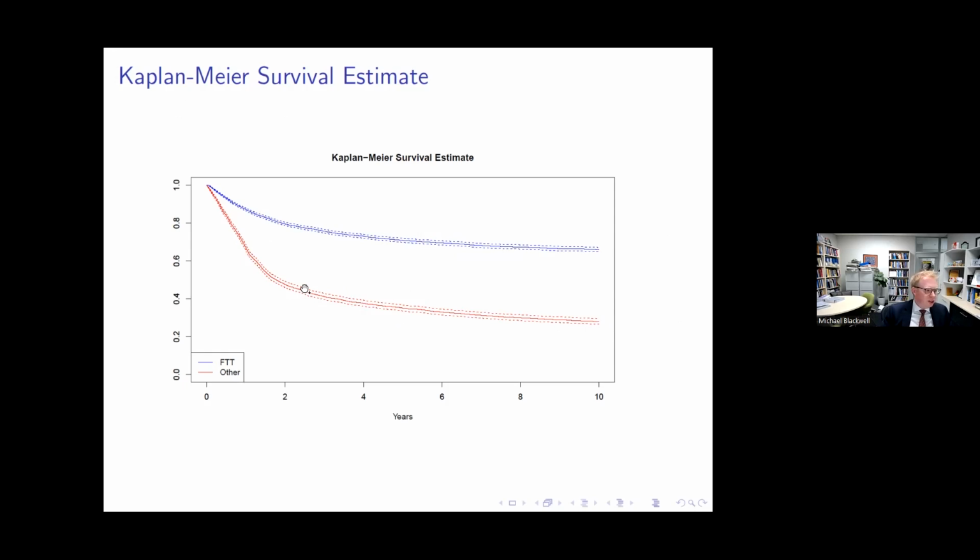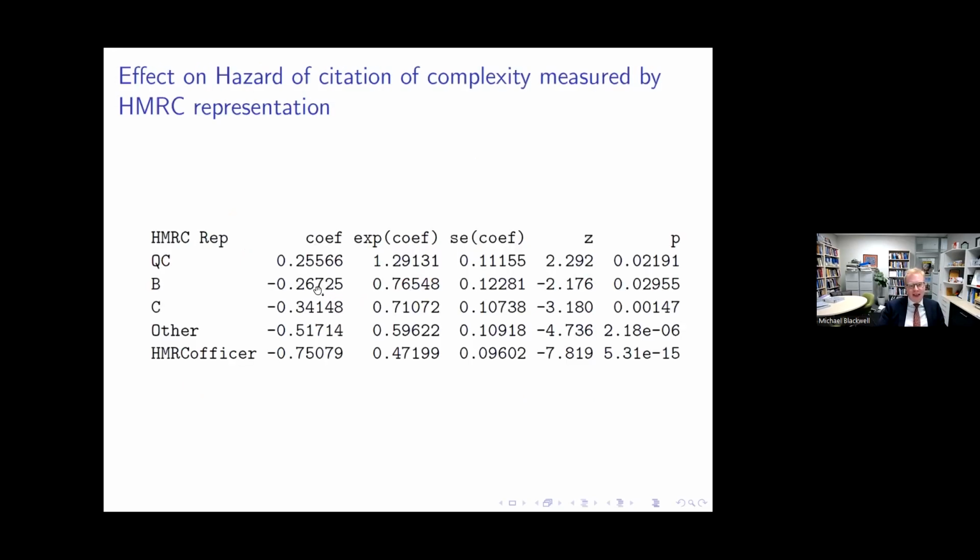So I'm just going to show you what perhaps is self-evident in a way, that more complex cases are likely to increase the hazard of being cited. And so how do I measure complexity? Well, I've measured it by who HMRC use as their representative.